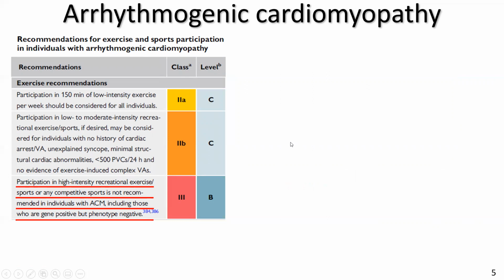Participation in high-intensity recreational exercise or sports or any competitive sports is not recommended in individuals with arrhythmogenic cardiomyopathy, including those who are gene positive but phenotype negative. Now, again, the recommendation is at level 3, but the level of evidence is only at B. In other words, only a single clinical trial or larger observational trials.